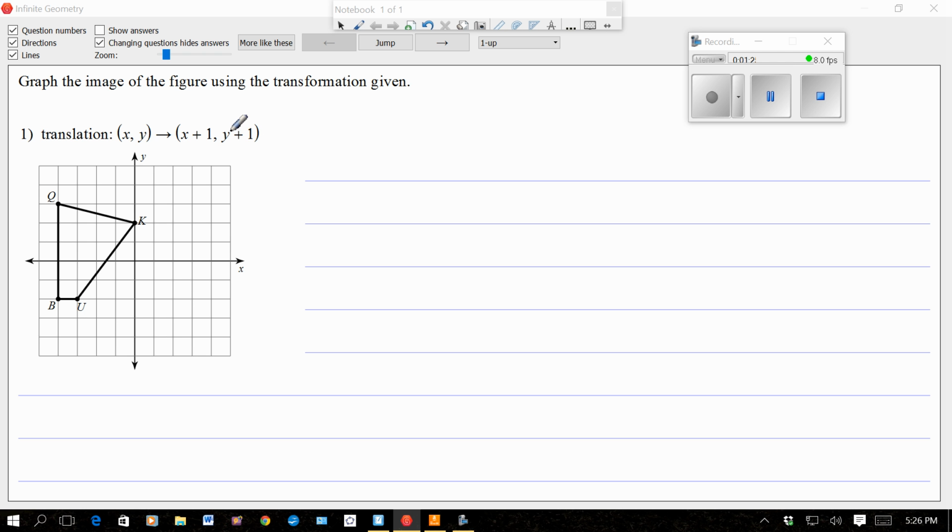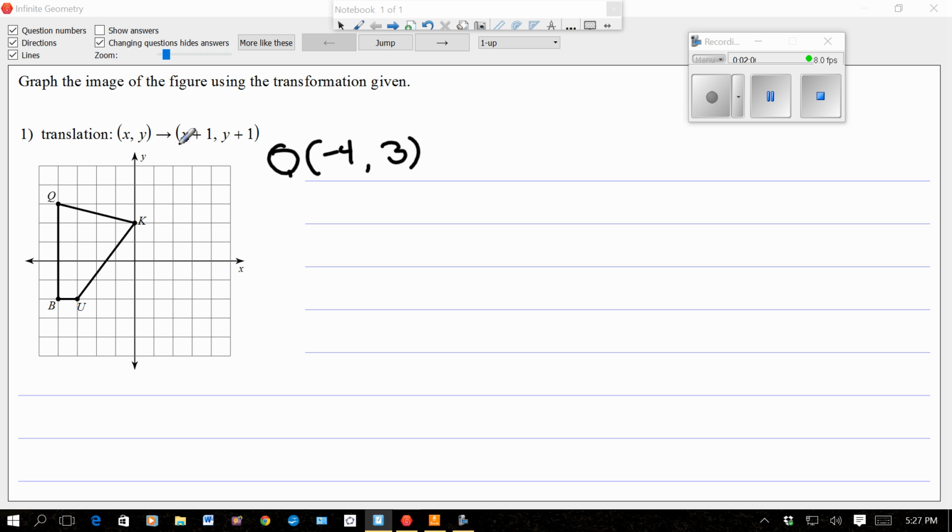So what does this mean? You could think of it in terms of words. You could say, I'm going to move Q to the right one, and I'm going to move Q up one. And why am I doing that? Because of this notation. So for example, let's take a look at Q. Where is this coordinate? It's at negative 4 on the x-axis, and it's at 3 on the y-axis.